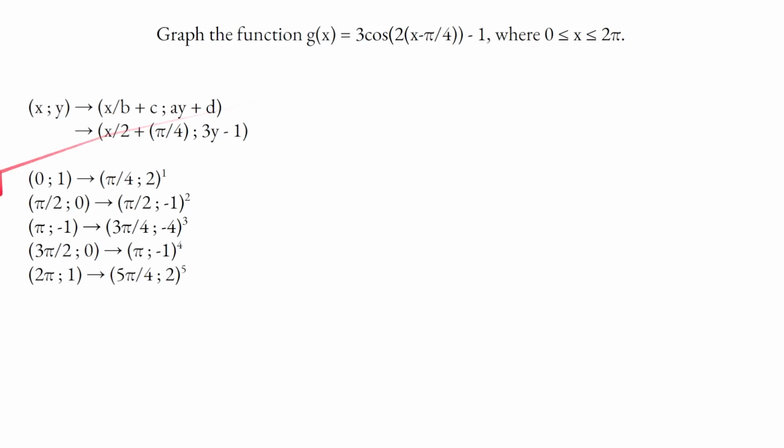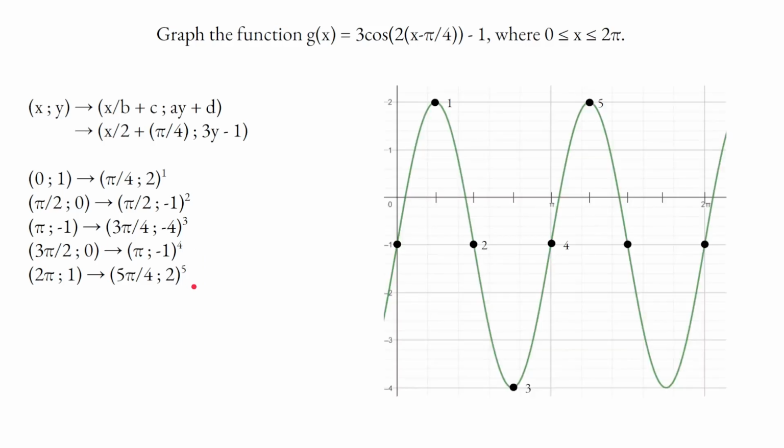Now, we can see that it's a cos function, so we have the points (0, 1), (pi over 2, 0), (pi, negative 1), (3 pi over 2, 0), and (2 pi, 1). And we can simply apply the formula to each individual point, and we'll be able to graph the function.